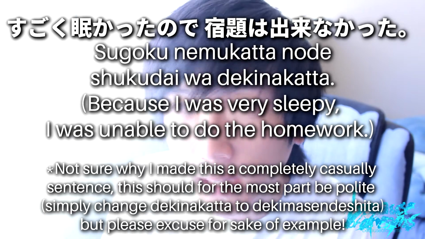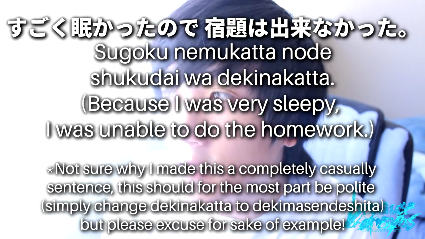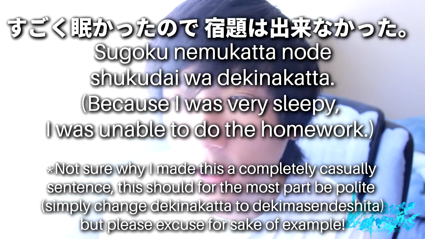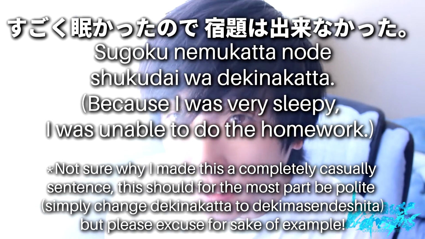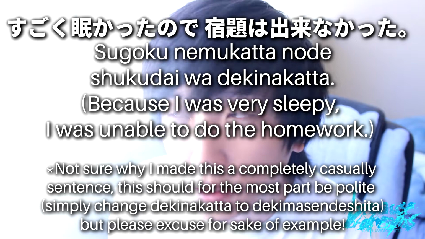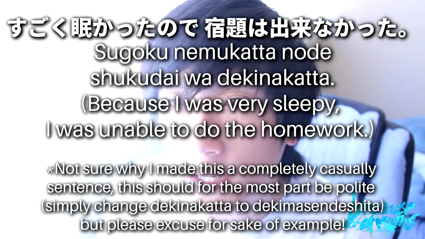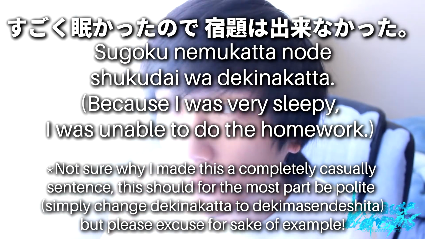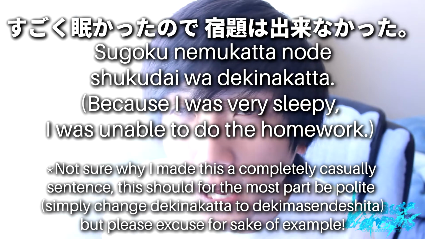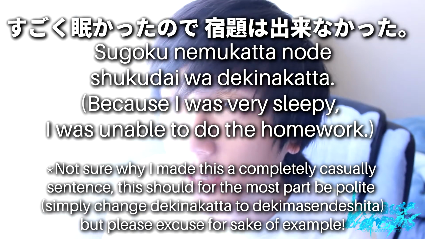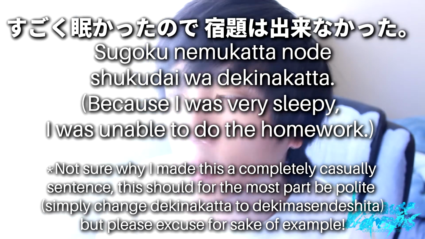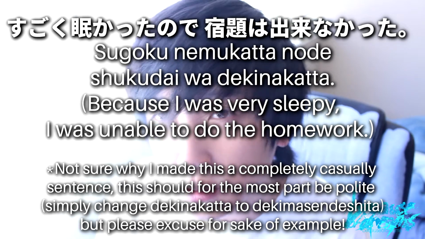Then we have wa dekinakatta, and here it's wa because we have the negative scope, because the verb that follows right after it is dekinakatta, which is the negative form of to be able to do, so it was not able to do because it is in its negative form, and then that negative form is in its past plain form. So できなかった is was not able to do, so 宿題はできなかった is was not able to do the homework.